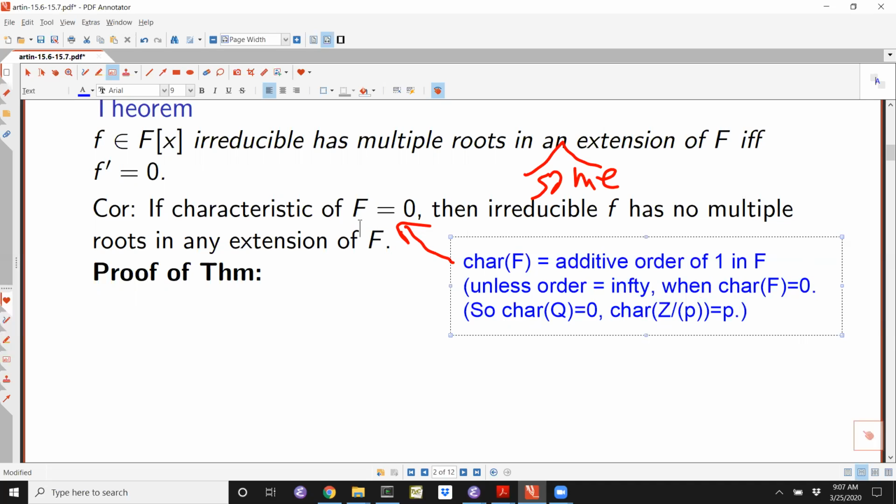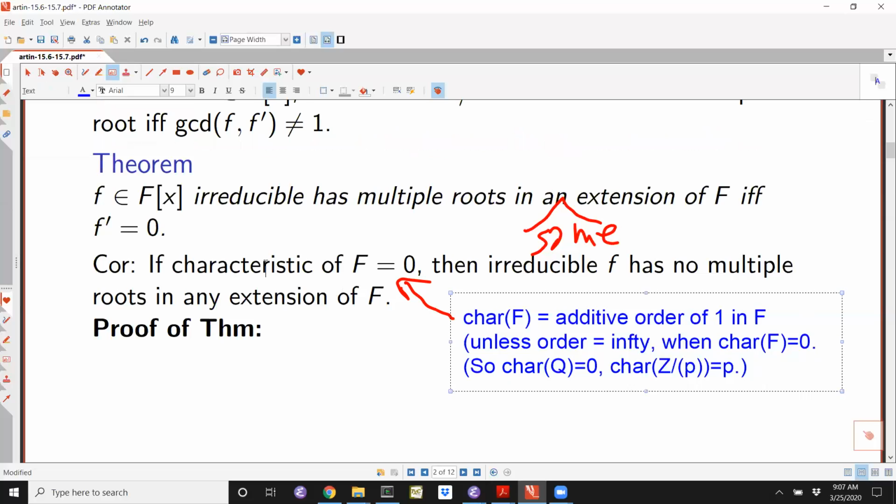Anyway, if the characteristic of a field capital F is 0, then any irreducible little f with coefficients in big F has no multiple roots in any extension of F. That's because there's no way that you can get the derivative of a polynomial to be equal to 0 when your characteristic is 0, unless that polynomial is constant. You know that from calculus.